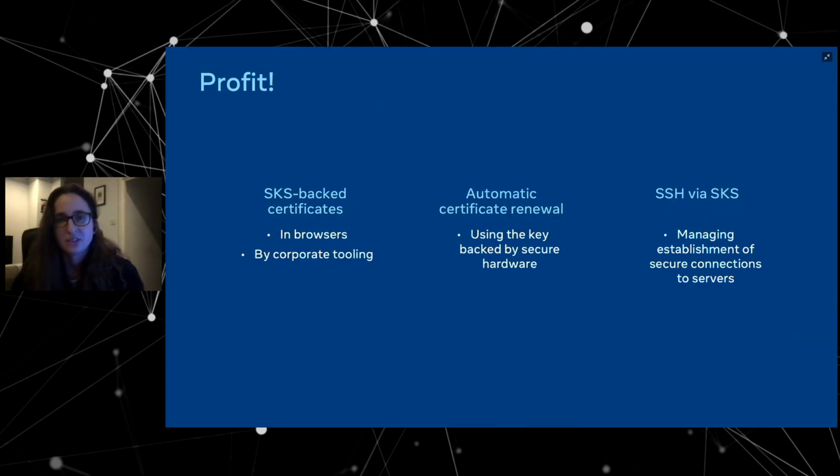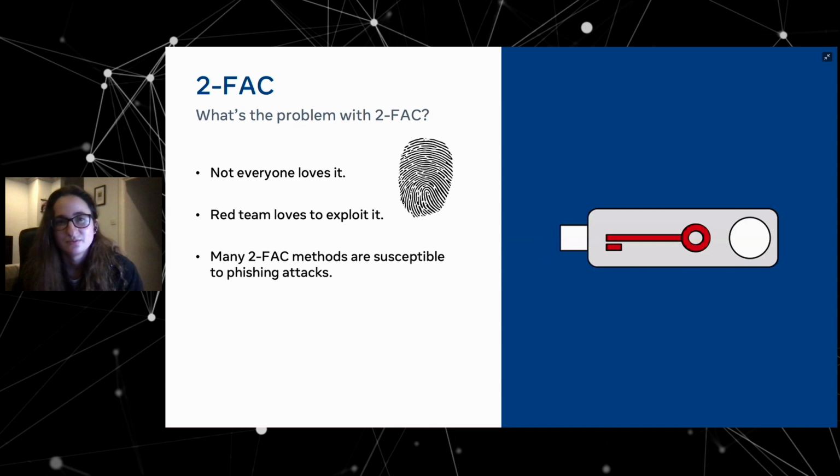So what have we achieved with all of this? In addition to integrating tooling with SKS Agent, the daemon also supports renewal of certificates via two-FAC in the background. It also manages all of the logic around establishing SSH connections to jump hosts. And with this, we conclude problem number 1, which brings us to two-FAC.